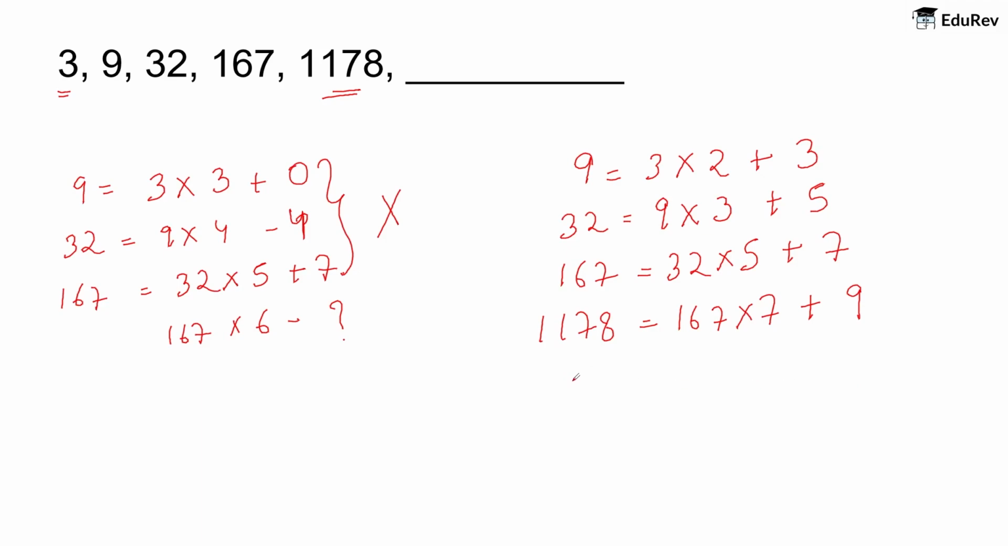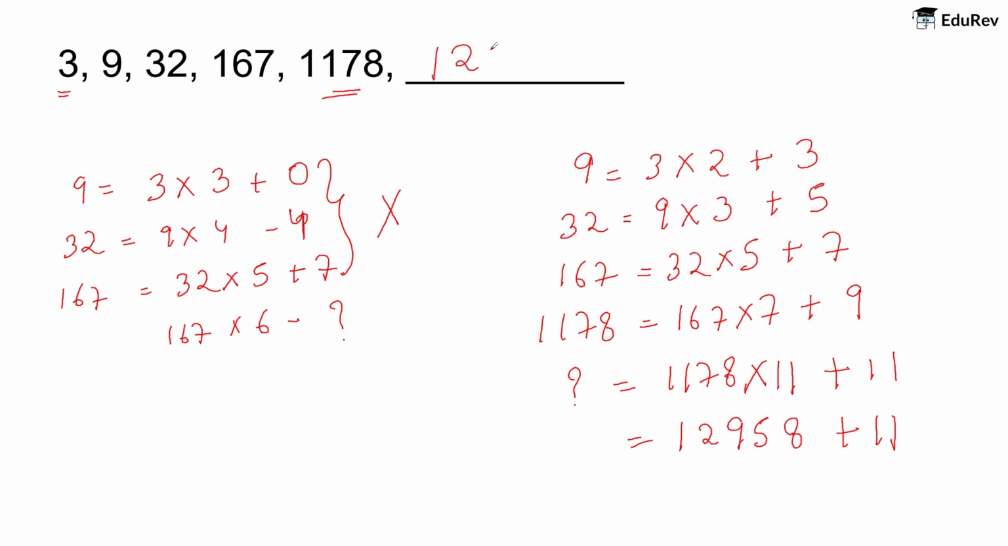So if I consider this pattern as correct, the next number in the series should be 1178 into the next prime number after 7, which is 11, plus the next odd number in the series, which is plus 11. So when you solve this, you get 12958 plus 11. So again, when you add 11 to this, your answer comes out to be 12969. That is also the correct answer.